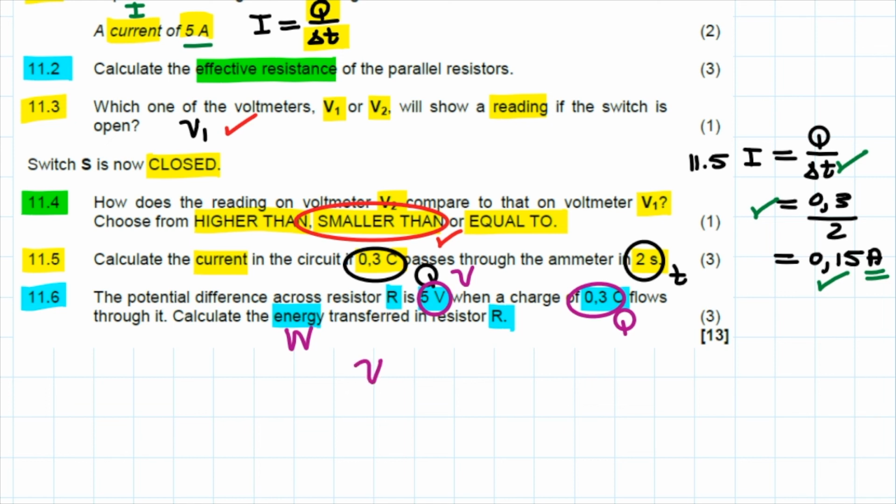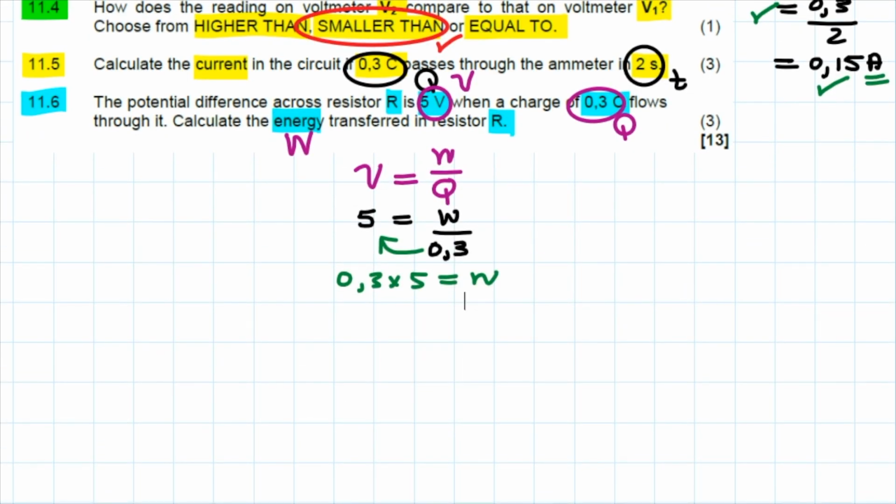So therefore, we can say V is equal to W divided by Q. We have the value of V, it is 5. W, we do not know, we're looking for that. And the 0,3 coulombs is the charge. To solve for W, we're going to multiply up by the 0,3. So we get 0,3 times 5 is equal to W. When we place this into our calculators, we find that the final answer is going to be equal to 1,5 joules. So W is equal to 1,5, and remember it is measured in joules.